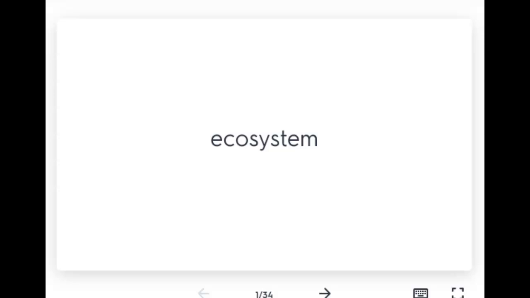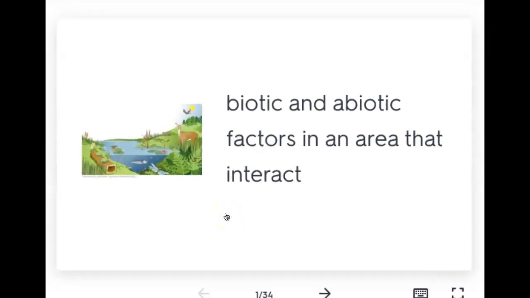We're wrapping up our ecosystems unit, so let's take a look at our vocabulary prior to taking our test. The term ecosystem is a reference to all the biotic and abiotic factors, all the living and non-living things in the environment. In your STEM, eco means environment. So the biotic and abiotic things that interact, the living and non-living things that interact together, are going to make up the ecosystem.